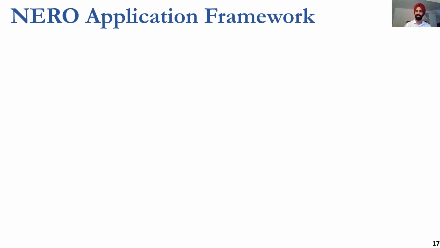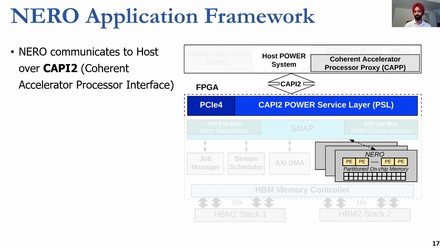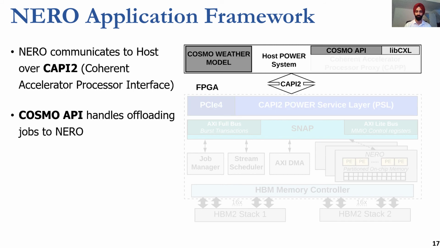We also build an application framework to support our architecture design. NERO communicates to the CPU over a high-performance cache-coherent CAPI interface, where NERO is acting as a peer to the CPU by accessing the main memory through the PSL, which is the CAPI endpoint on an FPGA.